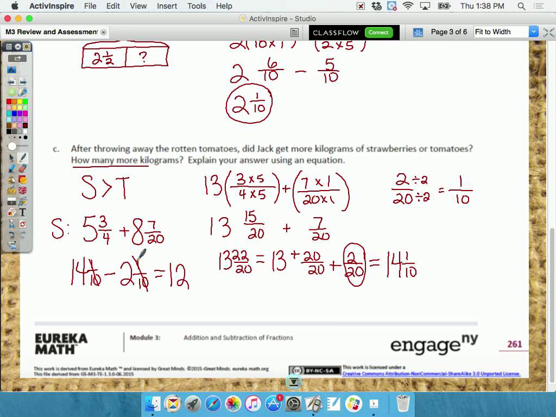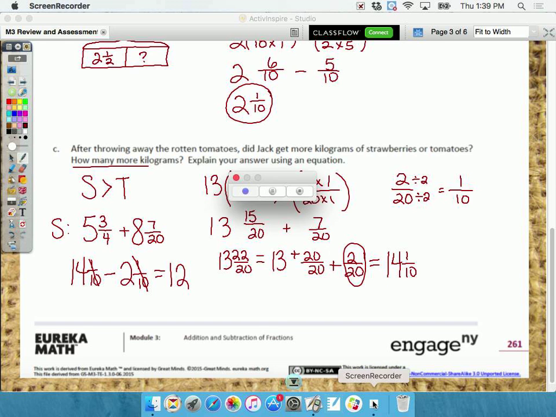So 12 kilograms more strawberries than tomatoes. What was his name? Jack picked 12 kilograms more strawberries than tomatoes. When you get ready to do your test tomorrow, make sure you don't forget the sentences like I did today when we reviewed. Okay? All right.